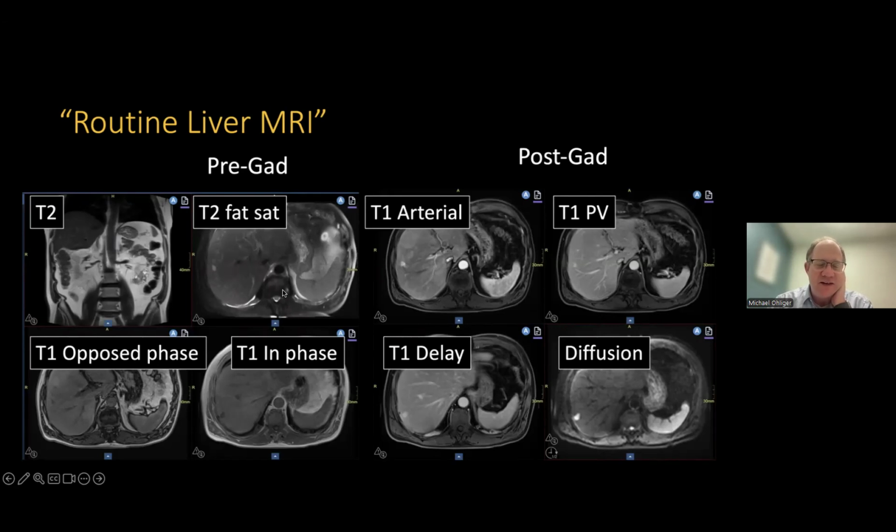That's just something to come in, and I can give you some examples at some point. And we can talk about the regular liver MRI.